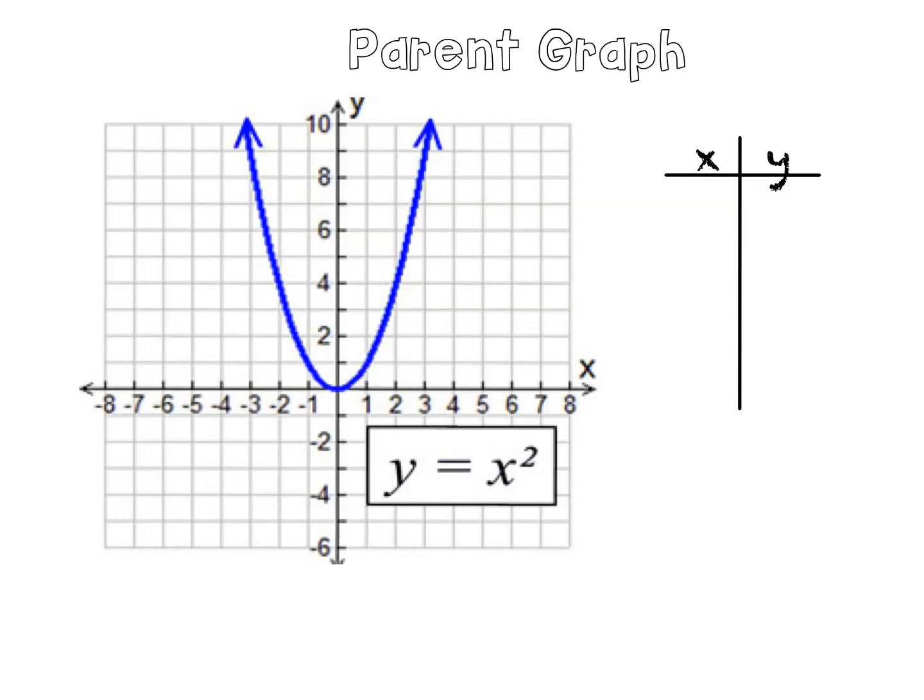Alright, so we know from the first module that the parent graph of a quadratic is y equals x squared. That's my general formula, and it starts at 0, 0, and it opens up. It makes that parabola open up. So I do want to start with this table, because this table is going to make your life a whole lot easier if you can memorize this table and be able to work with this table.